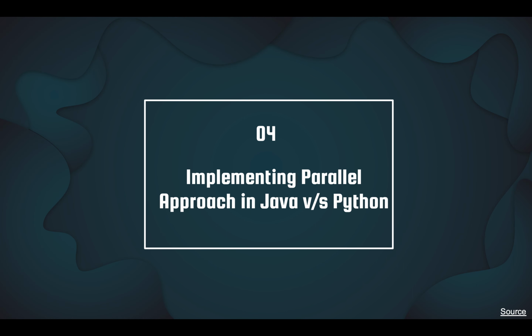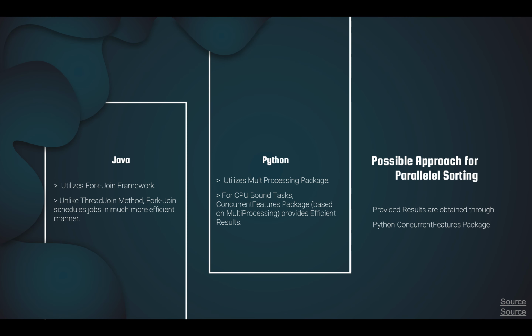Let's see which packages and frameworks are available for the two most popular programming languages, Java and Python, to implement parallel processing. Java utilizes the fork join framework, in which the fork splits the task into asynchronous subtasks and join is responsible for executing them and merging the results to generate the final result.